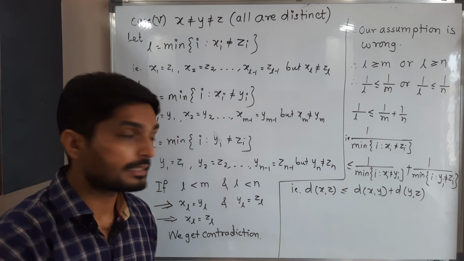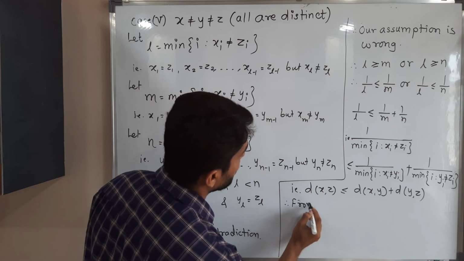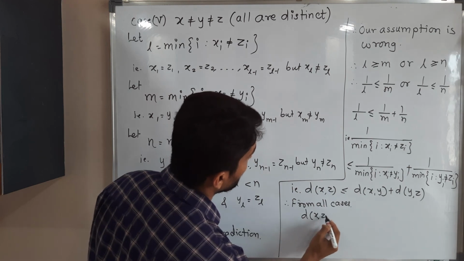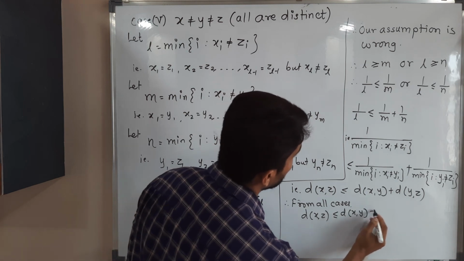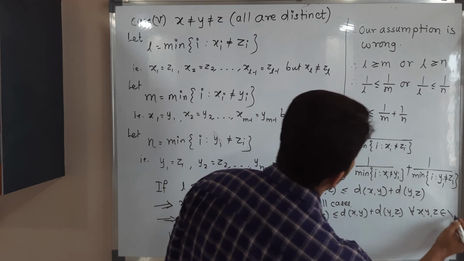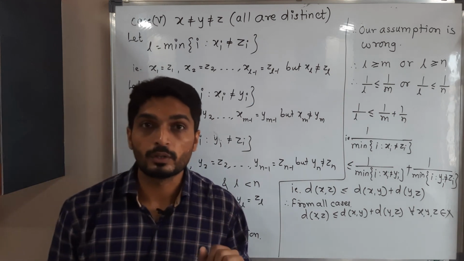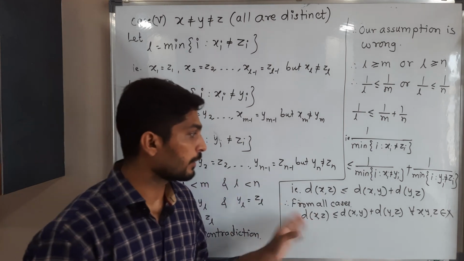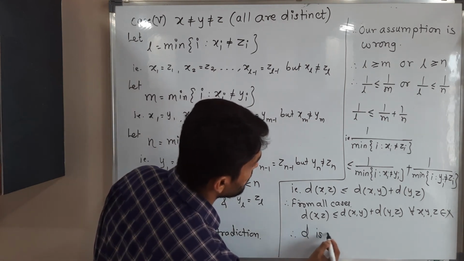So from all cases, what can I write? In all cases we get either equality or inequality. So d of xz is less than or equal to d of xy plus d of yz, and this is true for all x, y, z belonging to X. So in this way we have proved that d satisfies the last property also. The first three conditions we have already proved, so d satisfies the last condition also. Therefore we can declare d is a metric on X.